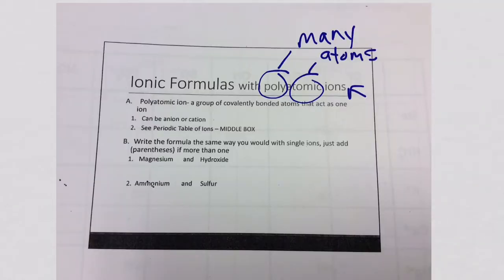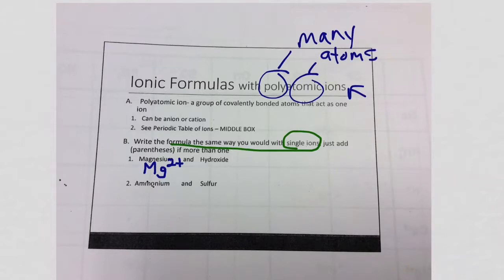All right, first of all, we're going to write the formula the same way you would with single ions, but you just add parentheses if you have more than one. Let me show you that. First of all, let's put these together. Magnesium, how would we write magnesium? We would write Mg, and it's in group 2. So which ion does it form? +2.